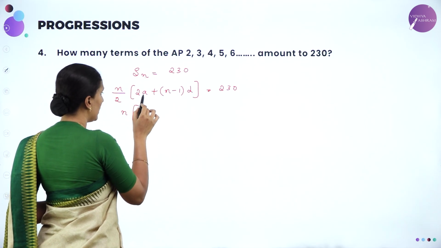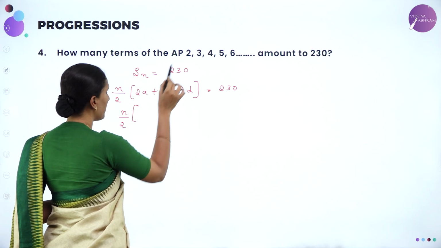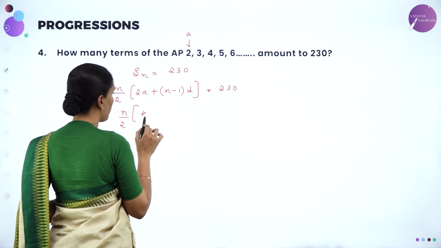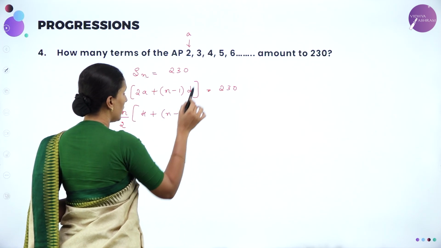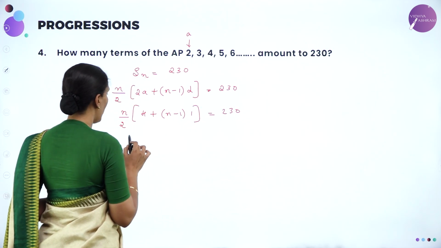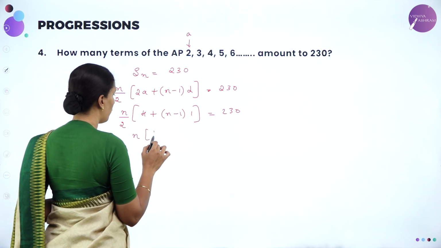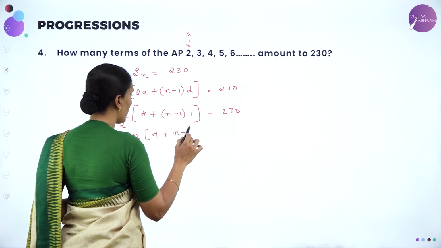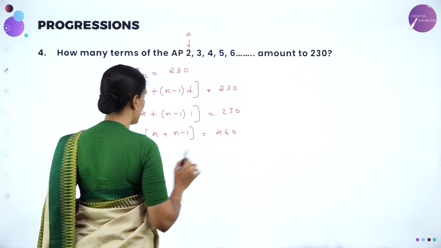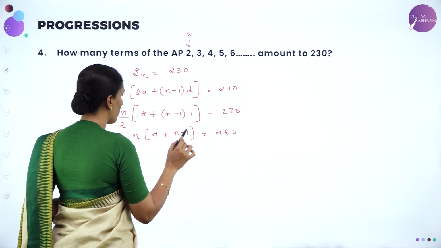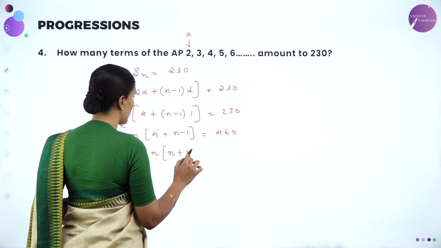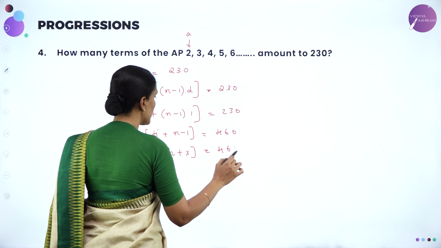Let n be here. 2a means the very first term is 2. So a is 2. 2 2s are 4 plus (n minus 1), the common difference you can see is 1, is equal to 230. Now let me keep n here. So we have 4 plus n minus 1 here. I'll multiply 2 towards this side. Then this is 460. Now here we have 4 minus 1, 3. So we have n into n plus 3 is equal to 460.